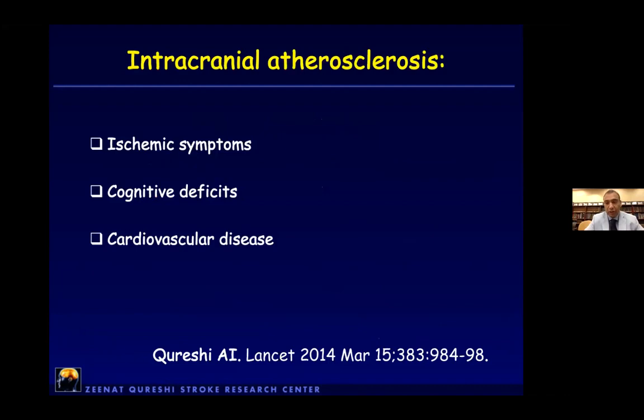The first one, obviously, that we are most aware of is ischemic symptoms: a minor ischemic stroke, major ischemic stroke, or a transient ischemic attack, ipsilateral to the distribution of the stenotic artery. But more and more recognition is coming on cognitive deficits, so that intracranial atherosclerosis leads to progressively worsening cognitive deficits. And the third thing is patients who have atherosclerosis in the intracranial circulation also appear to have atherosclerosis in other vascular beds. So sometimes the manifestation can be other cardiovascular events, including coronary events.